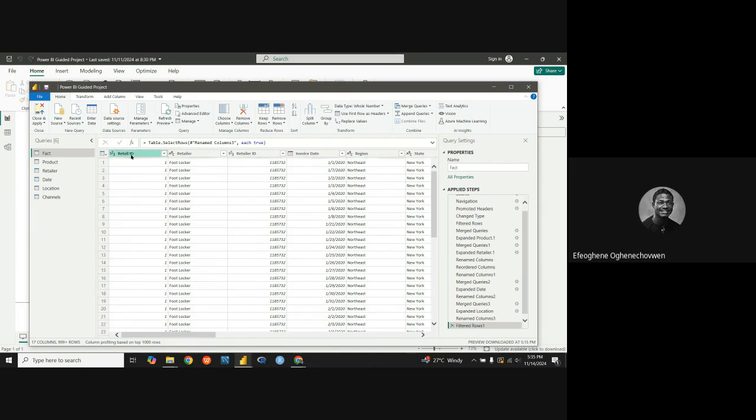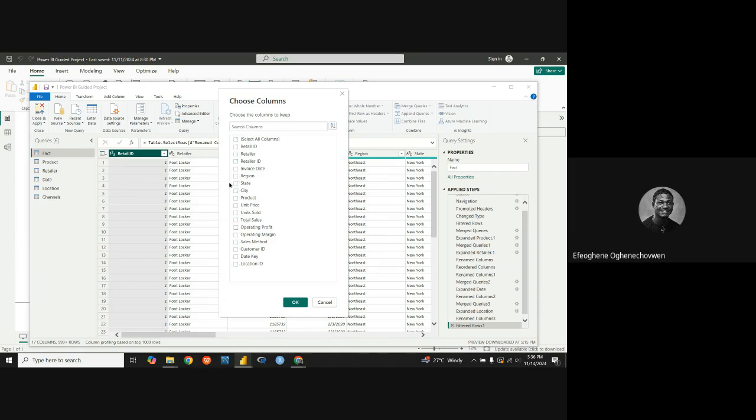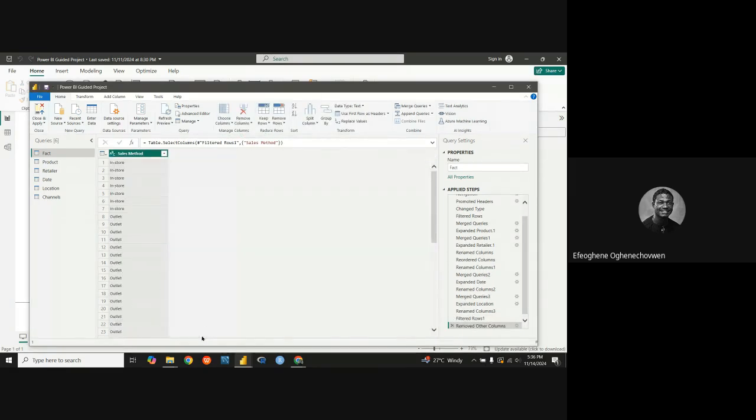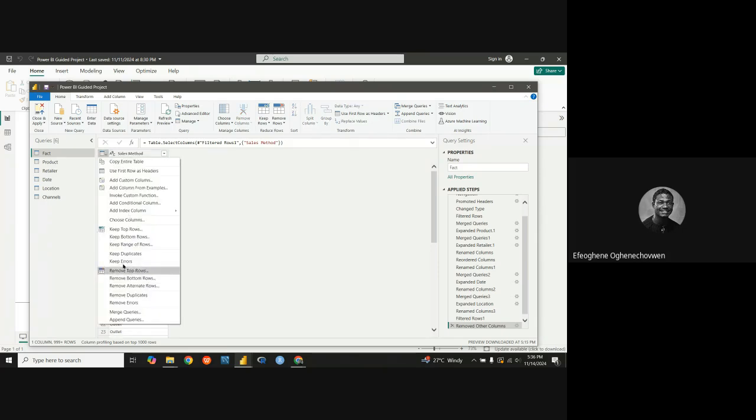Click on any of the columns, go to choose columns. What am I interested in? I'm interested in just sales method. So channel of distribution. Where is the sales method? Okay, sales method. So it gets rid of the rest of the columns in the table. All right, so this is it. The next thing I'm going to do, remove duplicates, because it's 100% unique.